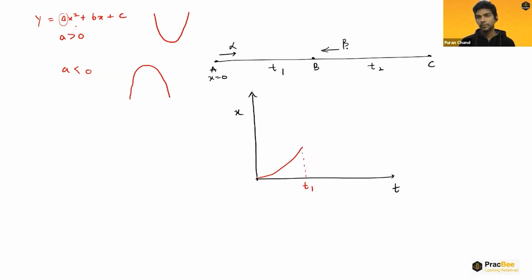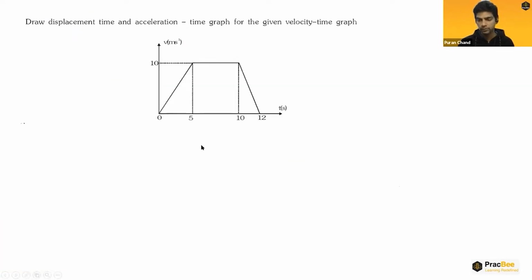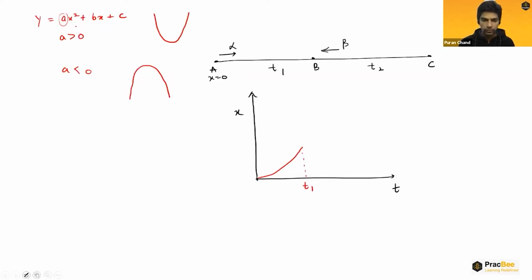Now after that, the particle is decelerating. Now you can see the slope. The slope of the position time graph gives you the velocity at different times, right? So let me show you. If I draw the slope at this particular point, the slope is like this. At this point, the slope is like this. You can see the slope is increasing, right? If the slope is increasing, it means your velocity is increasing.